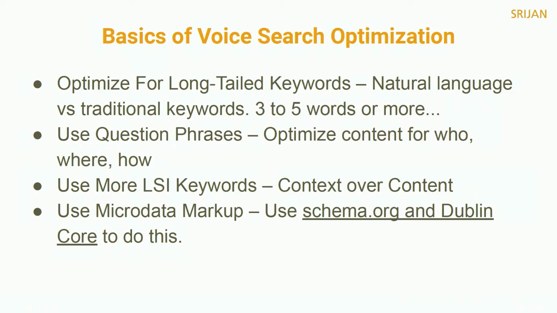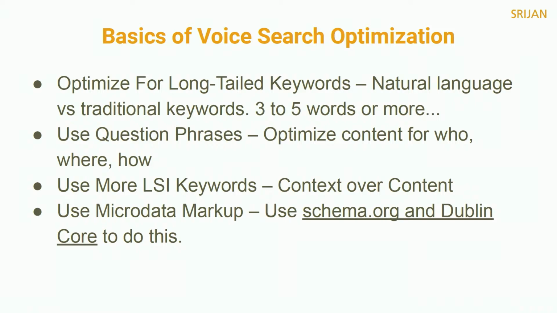So how do you optimize, right? So find long tail keywords. Don't optimize your content for specific small keywords, but optimize for long tail keywords. More natural language, right? Words like who, where, how become a very important part of your search optimization, because that is how people ask questions.